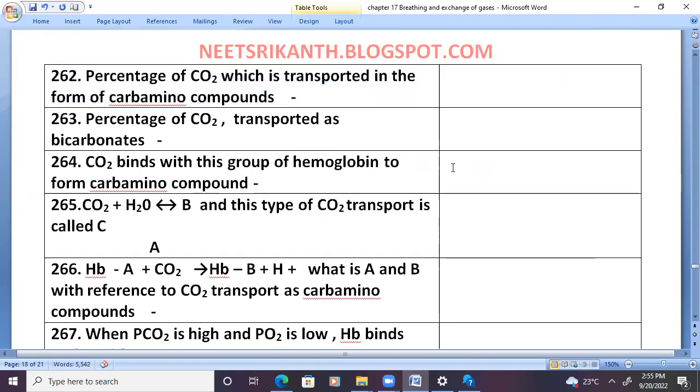Percentage of carbon dioxide transported in the form of carbamino compounds: 20 to 25%. Percentage of carbon dioxide transported as bicarbonates is nearly 70%. Carbon dioxide binds with the free amino group of hemoglobin to form a carbamino compound.